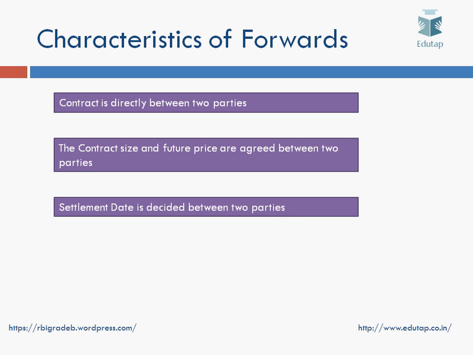The settlement date is also decided between two parties. So Ram and Shyam decided that they will settle the contract after 30 days from now. They might have put the settlement date as 15 days from now or maybe 40 days from now. So that is again decided by both of them. So what we can see is that the forward contracts are always customized.